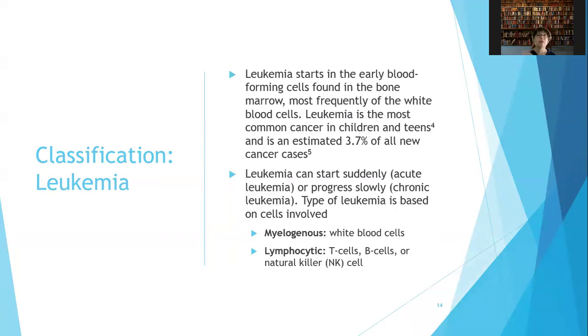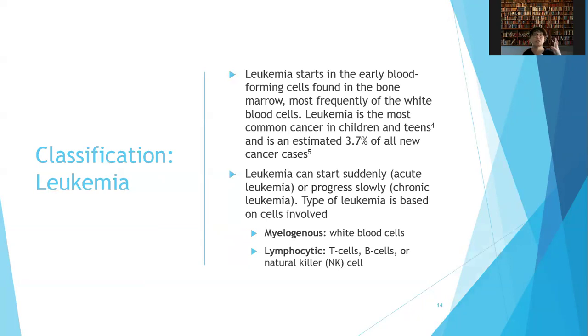Leukemia, emia is blood, right? So it starts in the early blood-forming cells found in bone marrow, most frequently of the white blood cells. When we talk about blood and lymph next quarter, we'll talk about the classifications of leukemia. But leukemia is the most common cancer in children and teens, and it's estimated to be 3.7% of all new cancer cases.